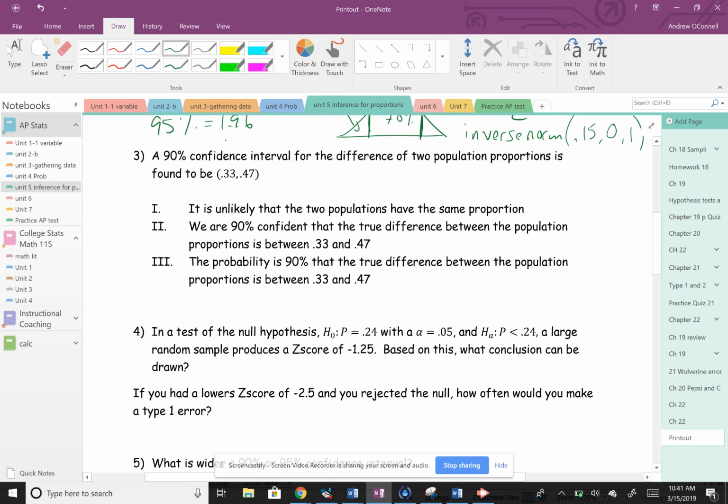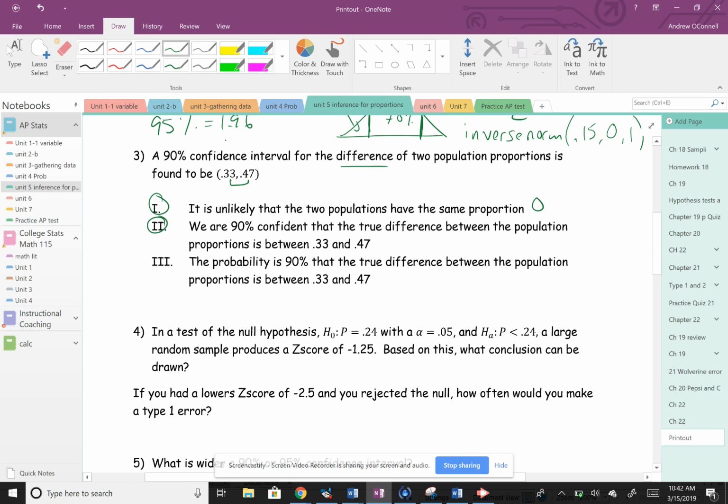Three, a 90% confidence interval for the difference of two proportions is found to be 33% to 47%. This is a true false each. It is unlikely that the two populations have the same proportion. That's true because if they did have the same proportion, the difference would be 0. 0 is not in that interval. The difference between populations is between 33 and 47.